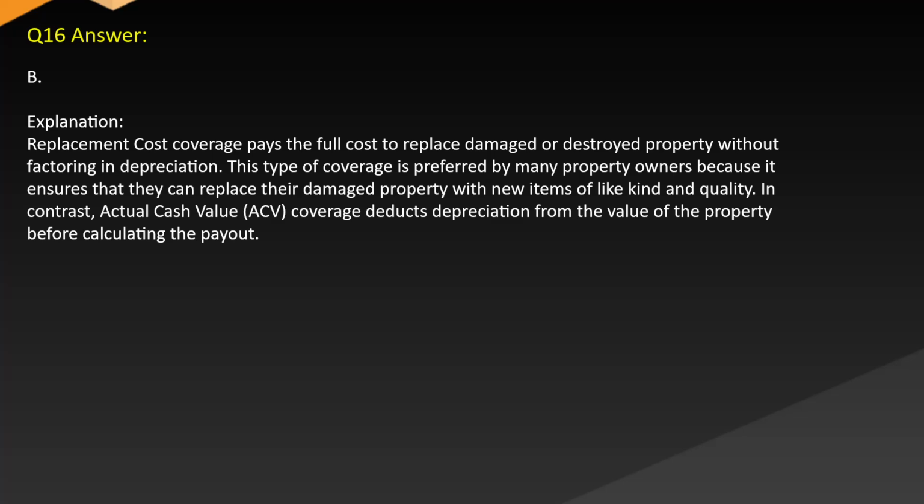Answer: B. Explanation. Replacement cost coverage pays the full cost to replace damaged or destroyed property without factoring in depreciation. This type of coverage is preferred by many property owners because it ensures that they can replace their damaged property with new items of like kind and quality. In contrast, actual cash value (ACV) coverage deducts depreciation from the value of the property before calculating the payout.